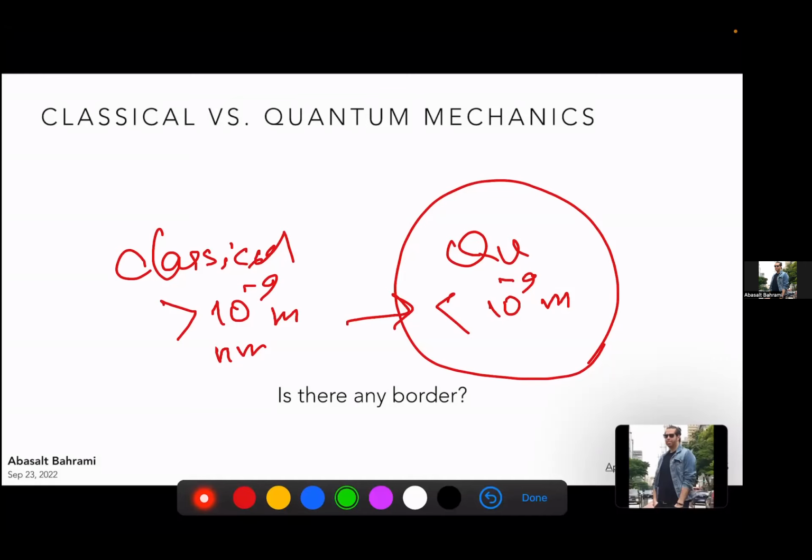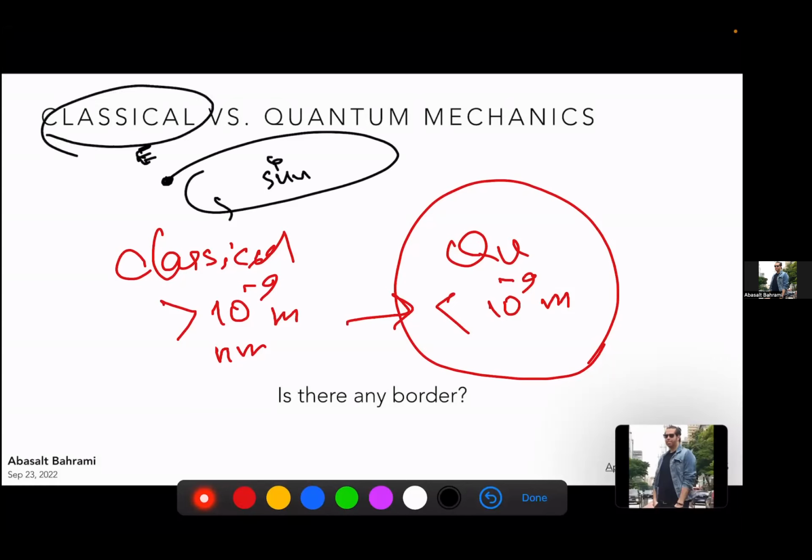So, for example, if this is the Earth, so this is going around the Sun. All these things you can actually explain by classical mechanics, which arises from the very famous formula of Newton. So this is the formula.